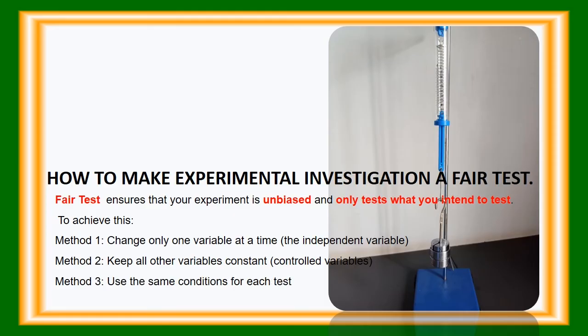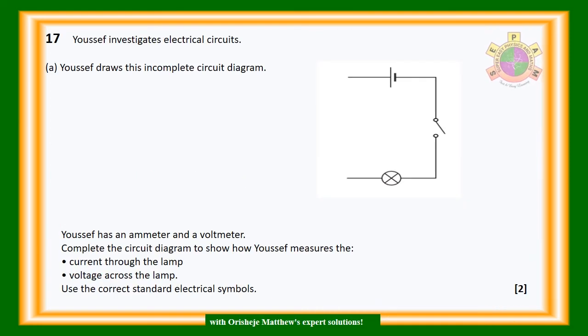Question 17, Youssef investigates electrical circuits. Question 17a, Youssef draws this incomplete circuit diagram. Youssef has an ammeter and a voltmeter. Complete the circuit diagram to show how Youssef measures the current through the lamp and the voltage across the lamp. Use the correct standard electrical symbols.